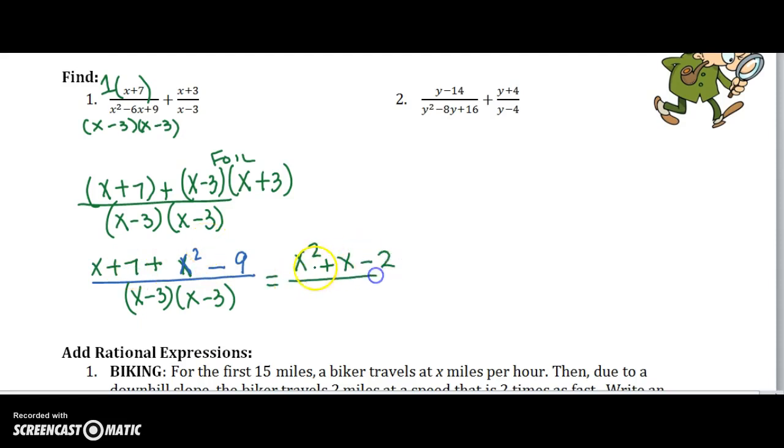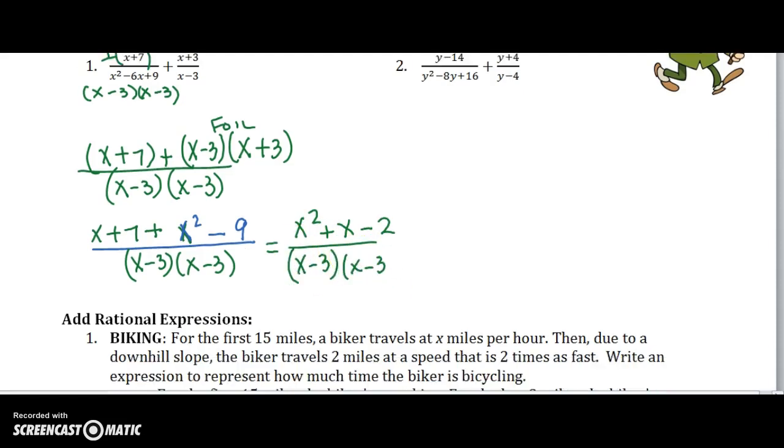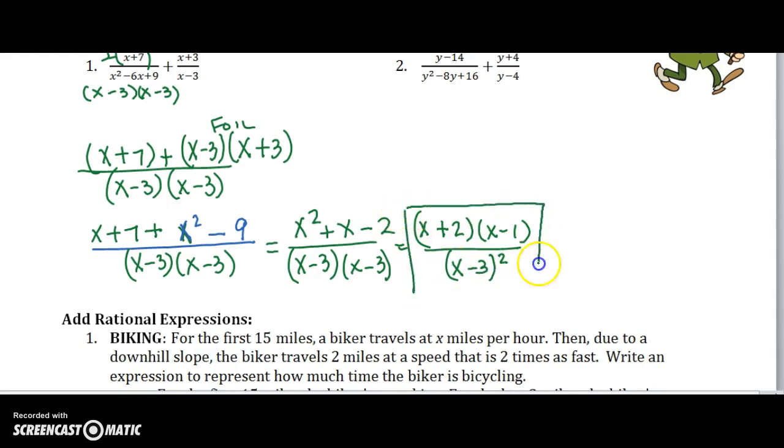And that is over x minus 3 times x minus 3, which, now let's factor and see if we can cancel anything out. So this is x, multiples of 2, that's easy since it's prime, would be positive 2 and negative 1, that multiply to give us negative 2 and add to give us positive 1. And since there's not an x minus 3, nothing's going to cancel, so you can just rewrite this as x minus 3 squared. That's probably the best simplified way to write that answer.